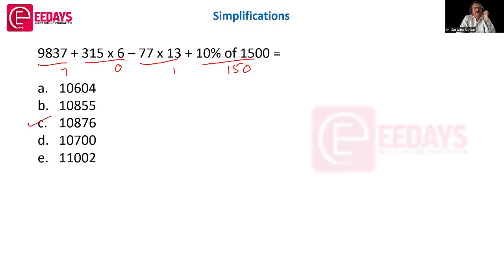Answer is 10876. Is there any other option with 6? No. So that is the answer. We don't need to solve the whole thing. Here 7, 5 into 6, 0, and 7 into 3, 1, 10% of 150, that equals 0. So 7 plus 0 minus 1.